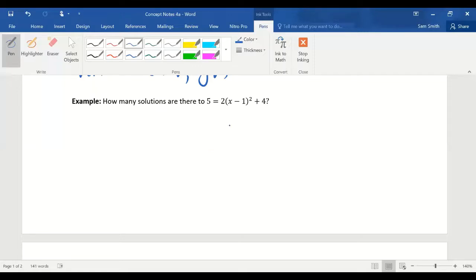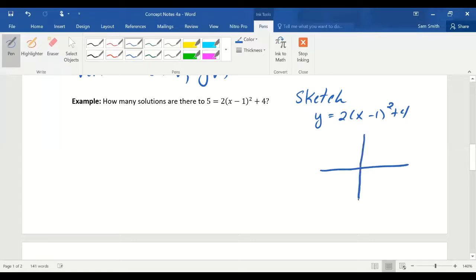So what I'm going to do is sketch a very crude graph of y equals 2 times x minus 1 squared plus 4. I'm going to do that very, very quickly by graphing the vertex and then graphing the rest of the parabola based on whether the quadratic opens up or down. So take a moment on your own. What would be the vertex of this equation? And would the parabola open up or down?